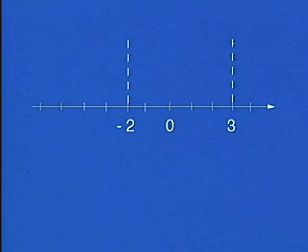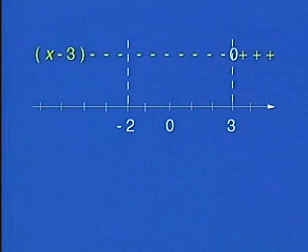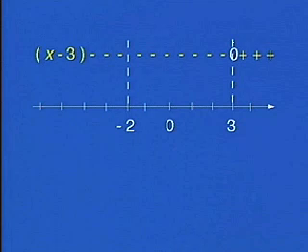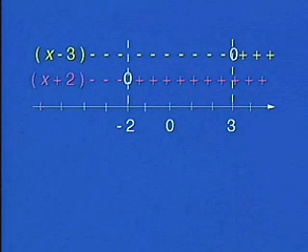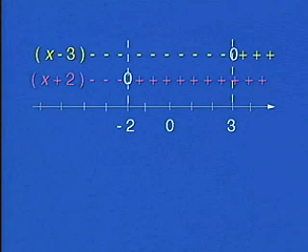we see that the numbers negative 2 and 3 divide the real number line into 3 intervals. Let's look at the sign of each factor in these 3 intervals. Our first factor, x minus 3, is negative to the left of 3, positive to the right of 3, and is 0 at 3. Our second factor, x plus 2, is negative to the left of negative 2 and positive to the right of negative 2, but it is 0 at negative 2.